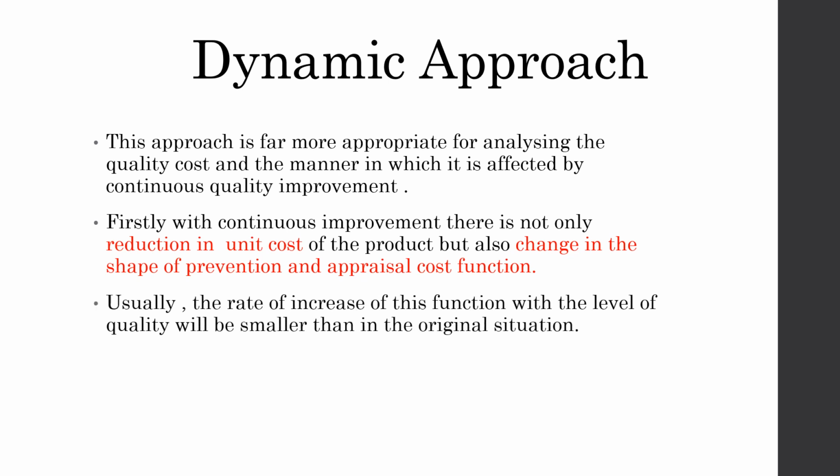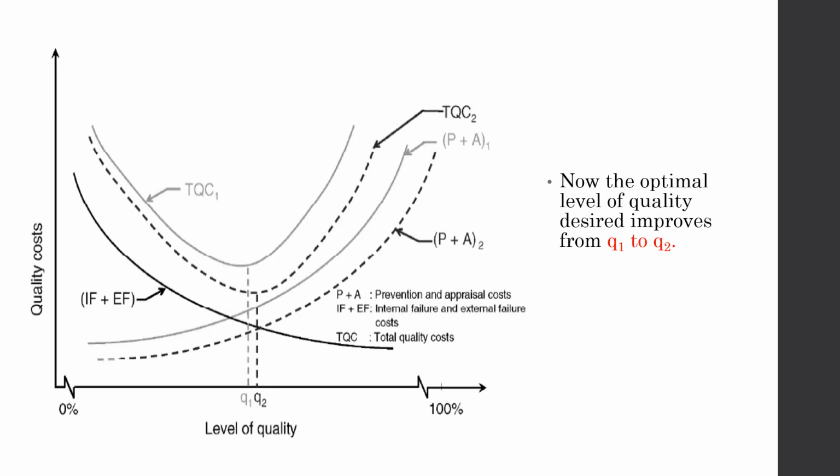Usually, the rate of increase of this function with the level of quality will be smaller than in the original situation. Now, see this graph. This is the new curve of prevention and appraisal cost, which has shifted downwards and slightly towards the right. But the internal and external failure cost function remains the same. Therefore, this is the older curve of total quality cost function, and as the total quality cost function is the function of all these four parameters, the new quality cost function has also shifted slightly downwards and towards the right.